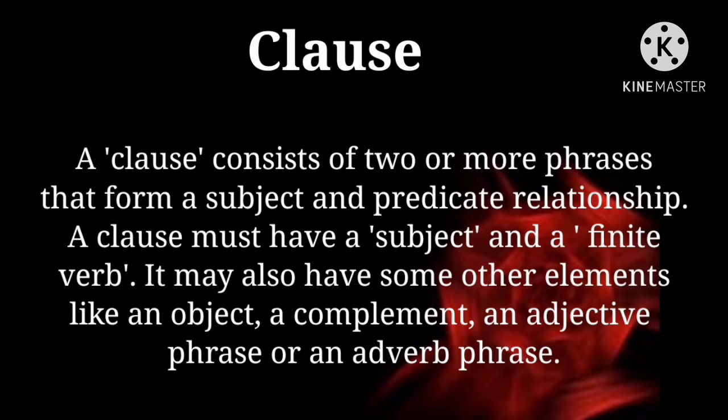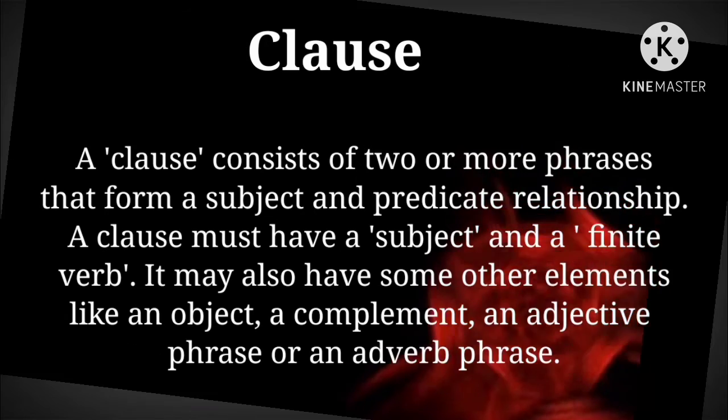A clause consists of two or more phrases that form a subject and a predicate relationship. A clause must have a subject and a finite verb. It may also have some other elements like an object, a complement, an adjective phrase, or an adverb phrase. Let's understand it with the help of an example.